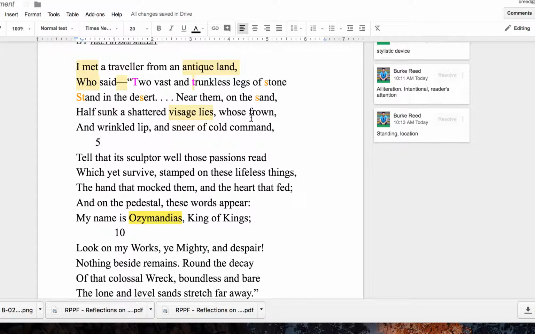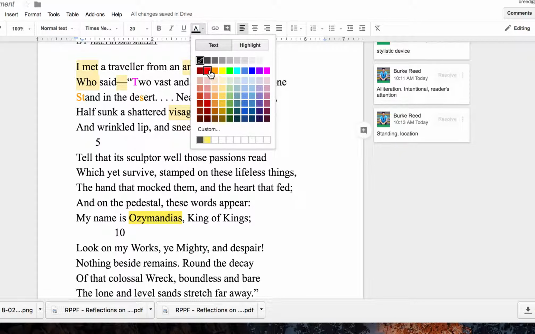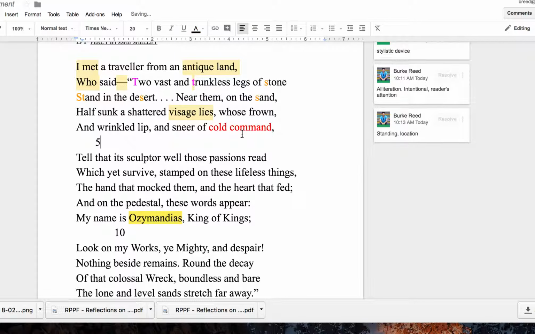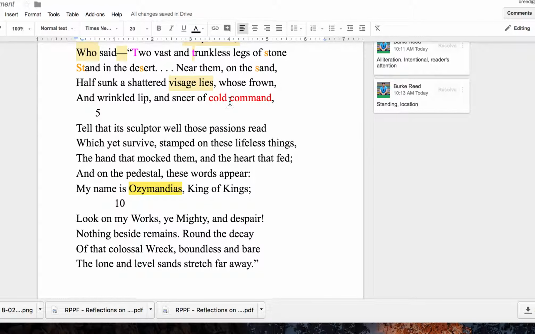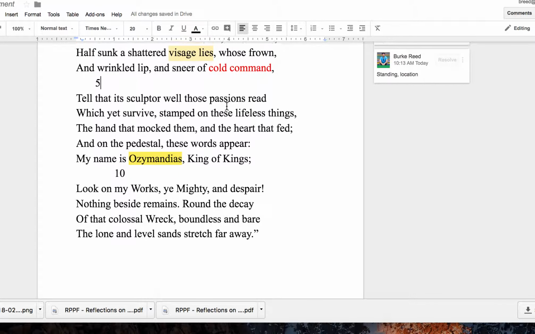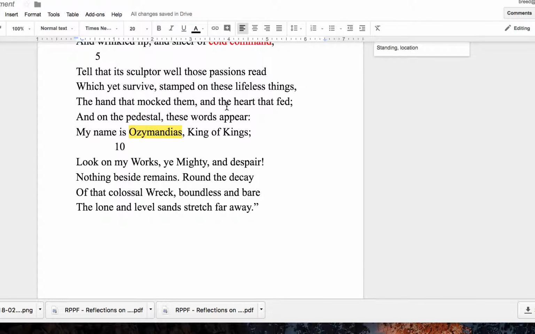All right, "whose frown and wrinkled lip and sneer of cold command." Again, we have some examples of alliteration here, cold and command. Again, the author wants you to pay attention to these details. These are important. Cold, command. So again, what exactly does this mean? We have frown, we have wrinkled lip, we have sneer, we have cold command. This sounds like someone who's relatively harsh, someone who's not a good person, personality-wise. All right, keep going down here.